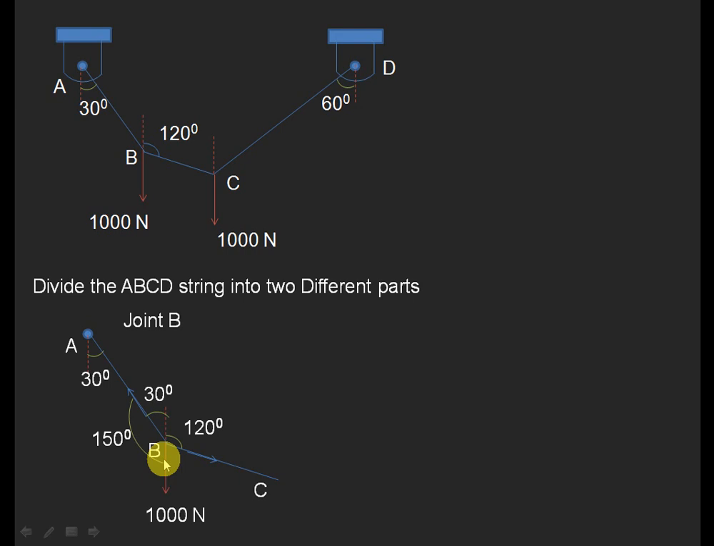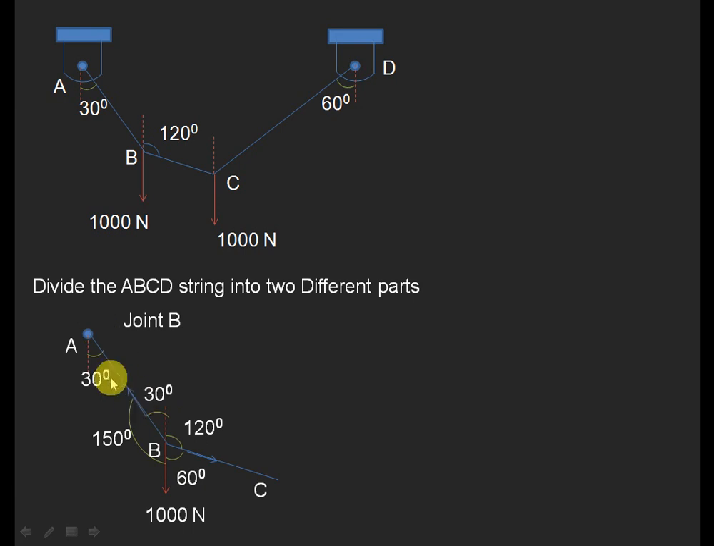Next, we need to find the angle between the load and the BC string. Again, considering the right side of the vertical line, which is the line of action of the force, this vertical line has 180 degrees. 180 minus 120 gives the angle between the load acting line and the BC string, so ultimately we get 60 degrees. Now we have determined the angles between the forces, that is, between BC tension and AB tension, and the sum of these two gives the total angle.